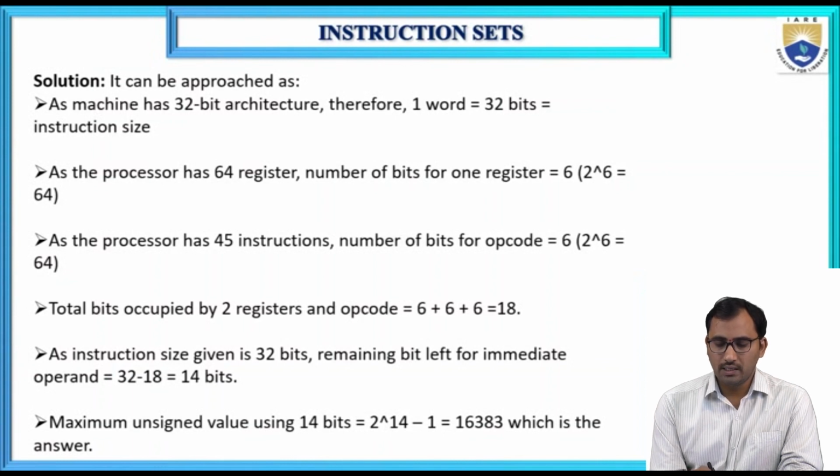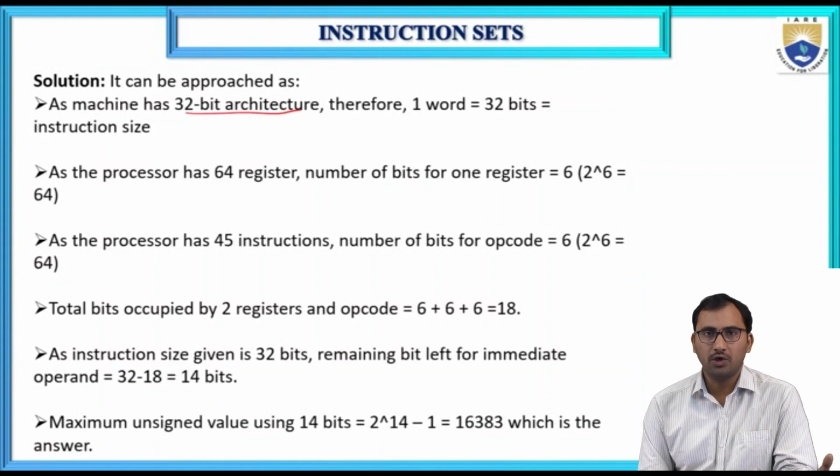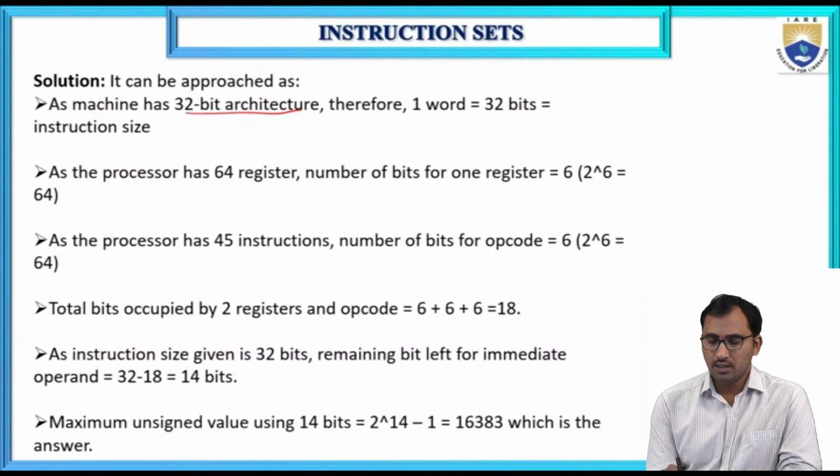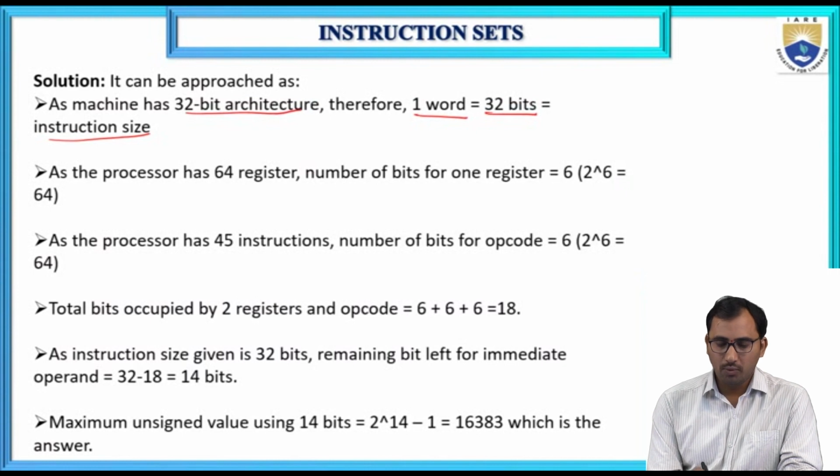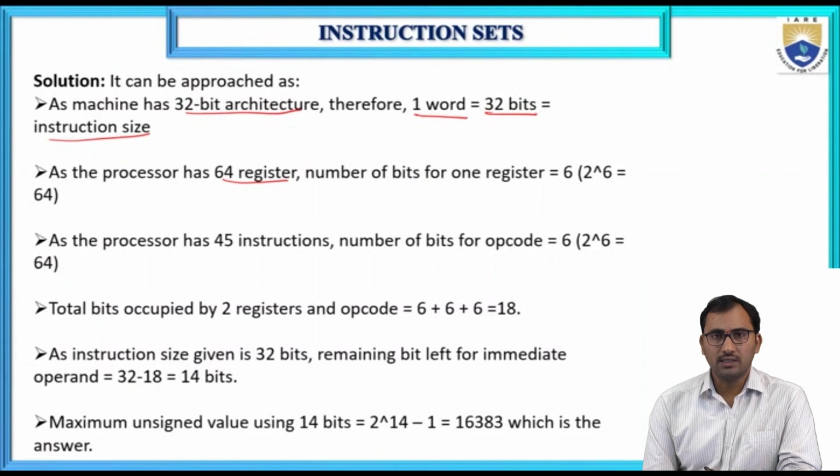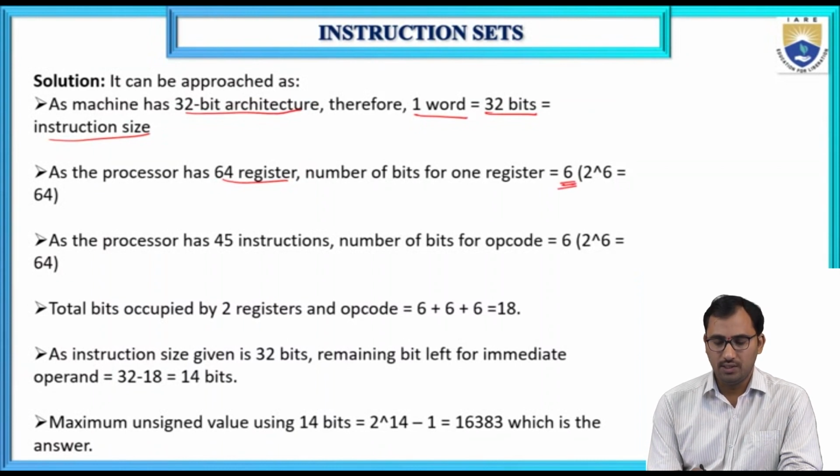A machine has a 32 bit architecture, as already mentioned in the problem, so it has a one word instruction. That means one word is equal to a 32 bit instruction size. As the processor has 64 registers, the number of bits required to access each register is 2 power 6. So 6 bits are required to access every register.